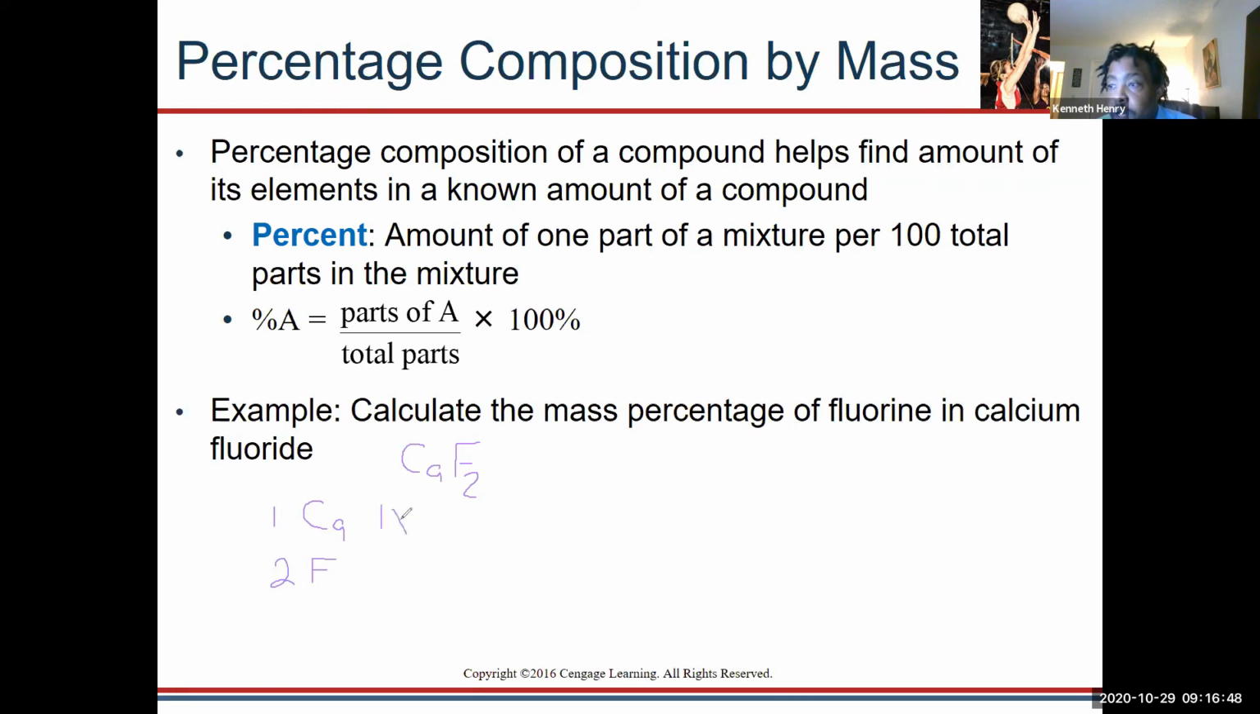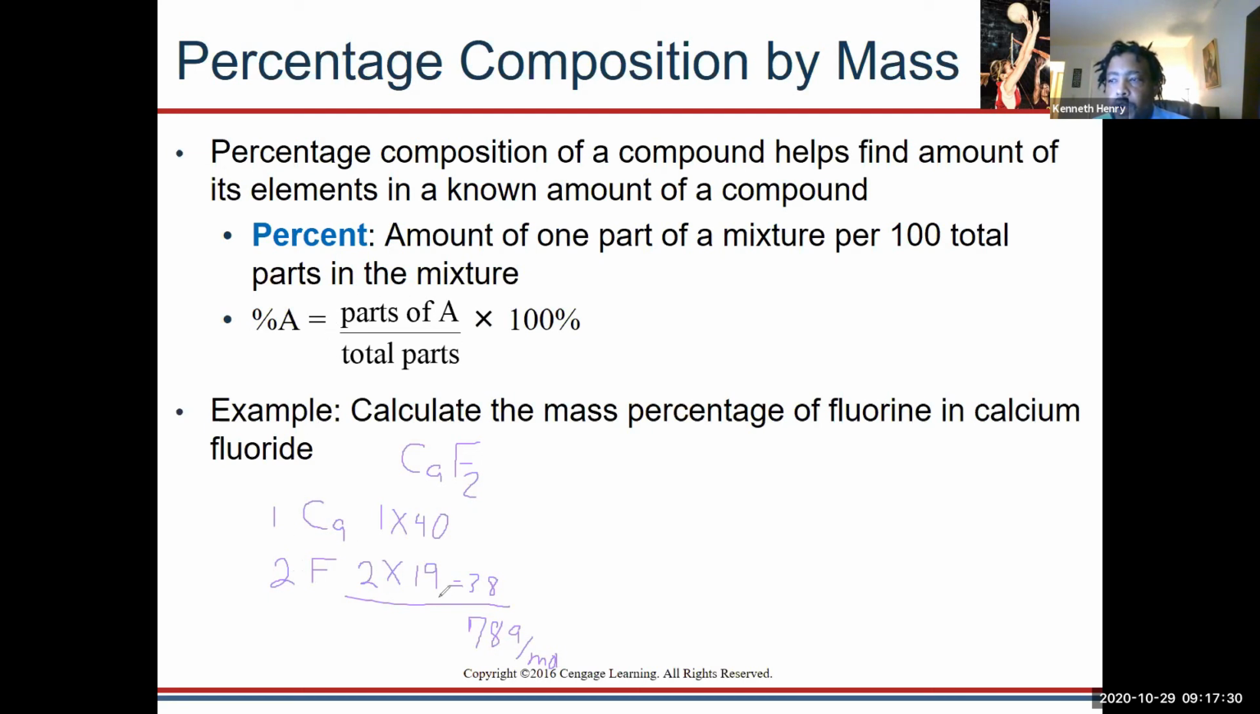So we know that calcium weighs 40, is that right? And our fluorine weighed 19. There's 2 of them. So altogether, we had a molar mass of 78 grams per mole. Is that true? Or am I just making stuff up? Yes, that's true.